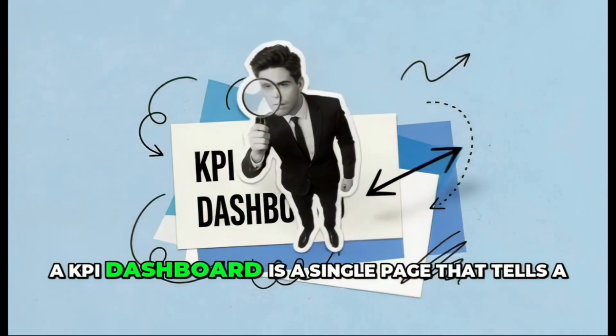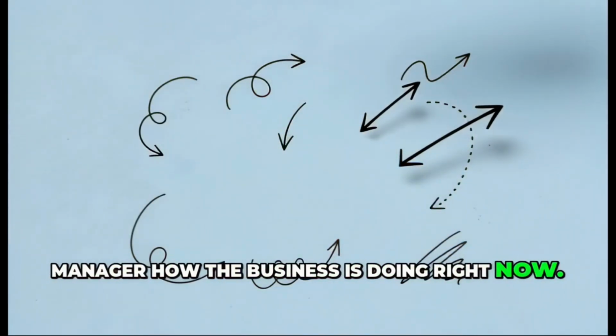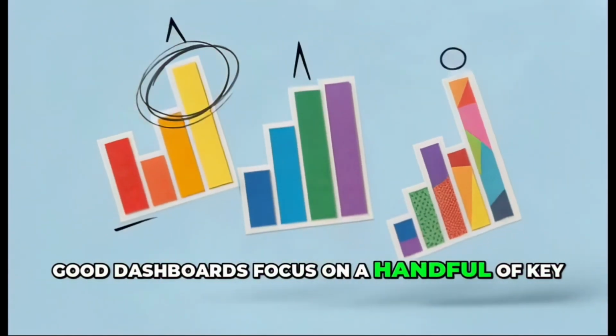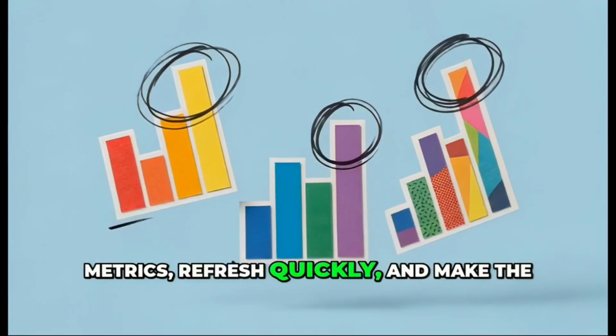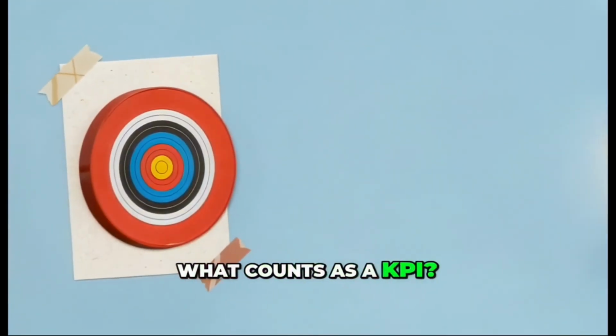A KPI dashboard is a single page that tells a manager how the business is doing right now. Good dashboards focus on a handful of key metrics, refresh quickly, and make the answer obvious without scrolling. What counts as a KPI?